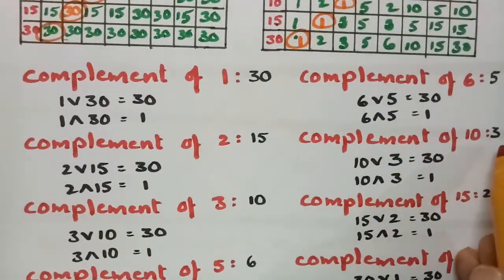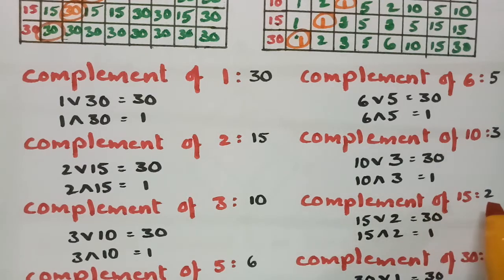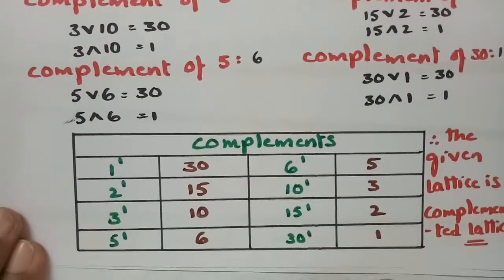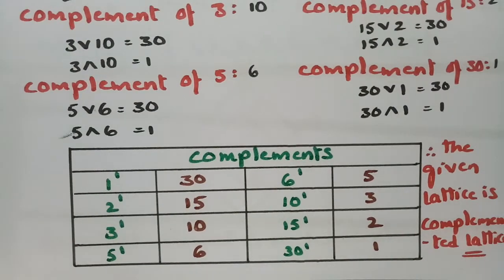The complement of 5 is 6, whereas the complement of 6 is 5. The complement of 10 is 3, the complement of 15 is 2, and the complement of 30 is 1. So these are all the complements of each and every element. If each and every element has a complement, then we say that the given lattice is a complemented lattice.